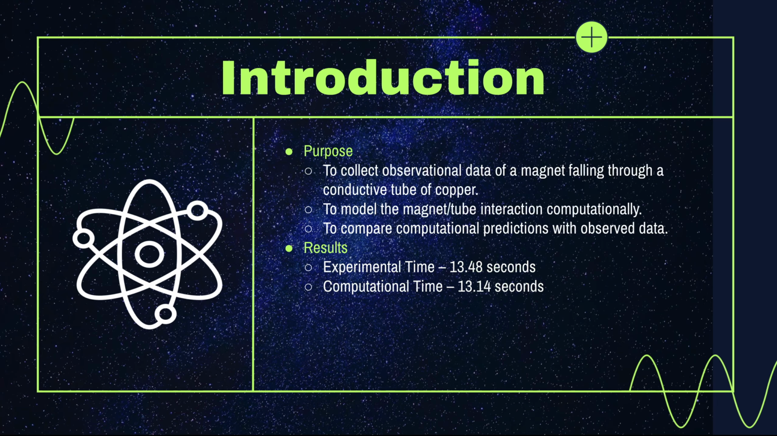So the goal of this experiment was three main things. First, to collect real observational data of a magnet falling through a copper tube, then to model the interaction computationally using physics principles, and third, to compare the predicted motion to what actually happened in real life. Experimentally, the magnet took about 13.48 seconds to pass through the tube, that was the average, and the computational model predicted about 13.14 seconds.